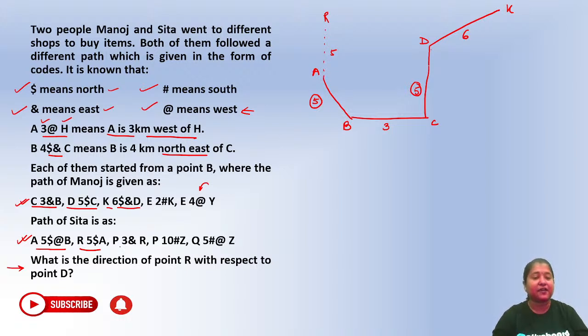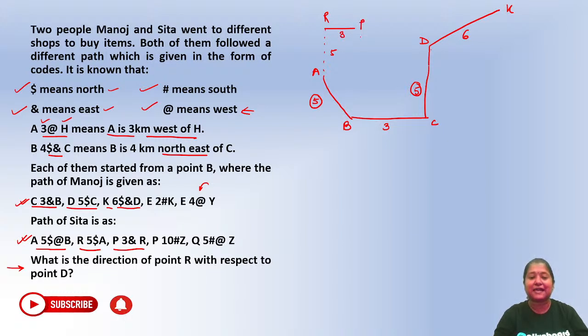Then we have P 3 ampersand R. So we can make it ampersand also, that is east. So P is 3 kilometers east of R. So you can see, okay, P is something like this. Let's say this is your P here, 3 kilometers east of R.